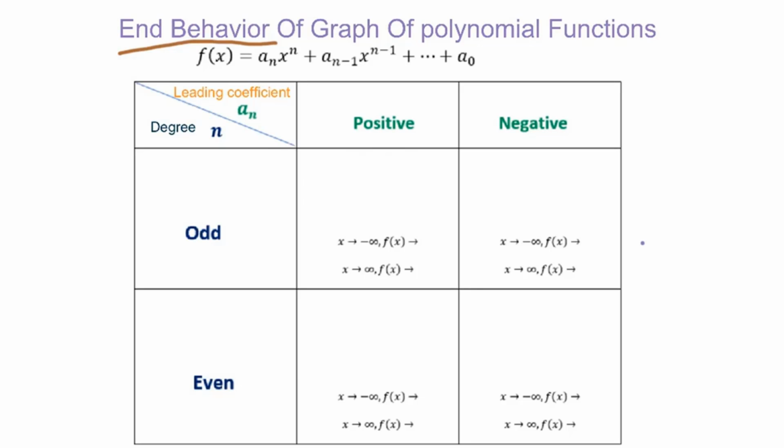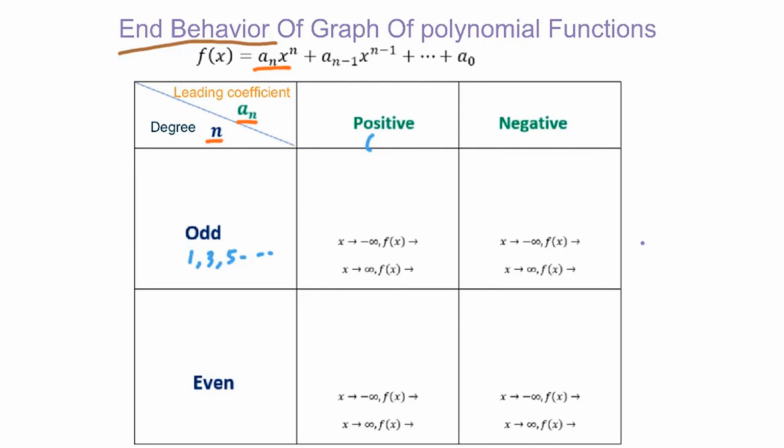We know the graph of a polynomial function is decided by the leading term. We have a leading coefficient a sub n and also the degree n. How do we remember the end behavior of the graph of a polynomial function? You need to remember some typical functions we already learned. For example, when n is an odd number, that means you have 1, 3, 5, keep going.